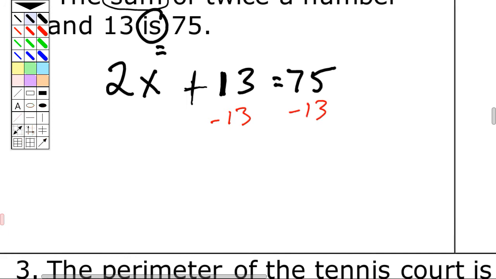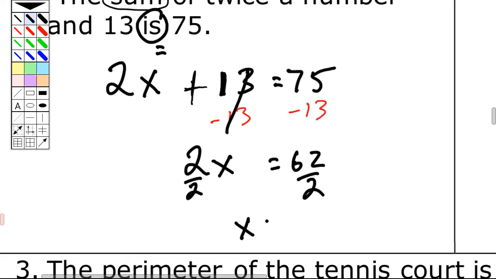So 2x comes down, those are goners, equals 75 minus 10 is 65, take away 3 more, 62. Divide both sides by that 2, that coefficient, now we get x is equal to 31.